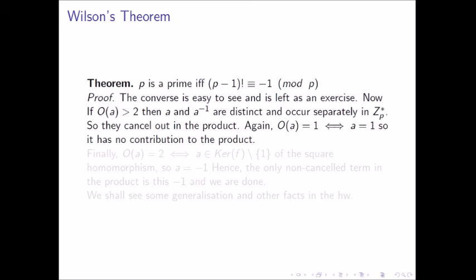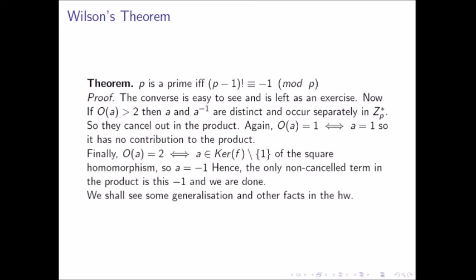Again, if the order of a is equal to 1, that's only possible if a is the identity, or a is equal to 1. So it has no contribution to the product. Finally, the only case left is the order of a equal to 2. Note that if the order of a is equal to 2, it would be in the kernel of our f map, the f map between the reduced residue class and the quadratic reduced residue class. Then a would belong to that set, and a should not be 1 because 1 has an order of 1.